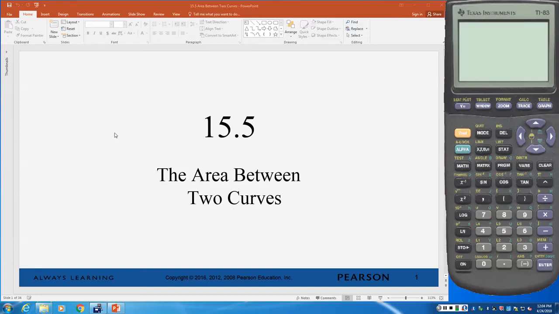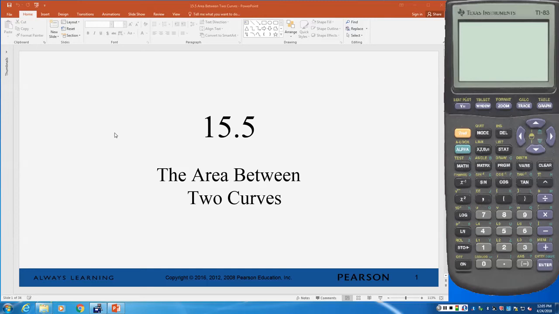So even though I'm going to show you how to do these by hand in this PowerPoint, primarily we're going to do the ones where we don't have to actually calculate the area by hand. We're going to calculate it using the calculator, but you need to remember one thing. This is the area between two curves.